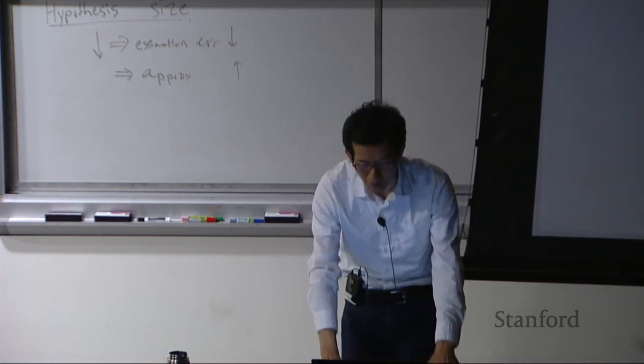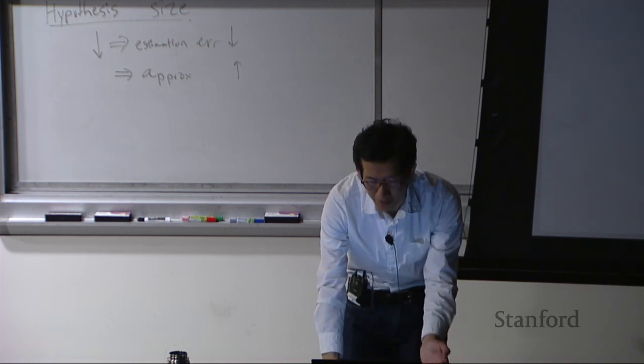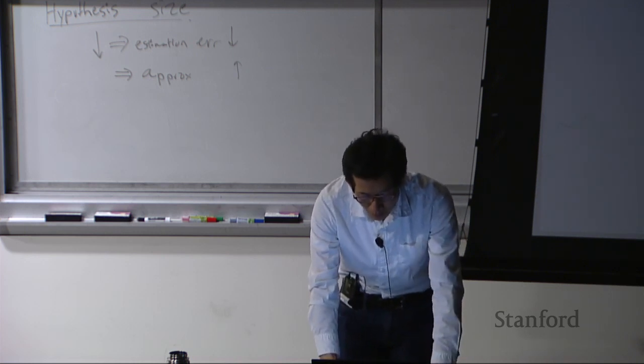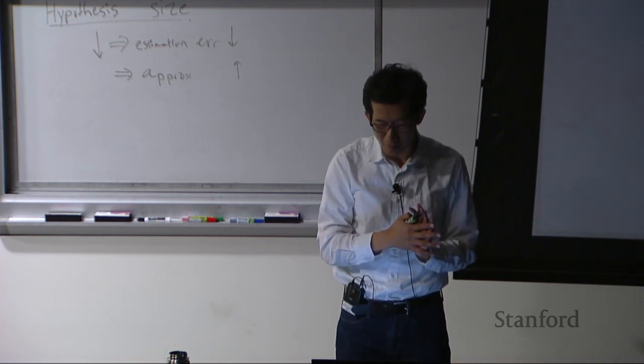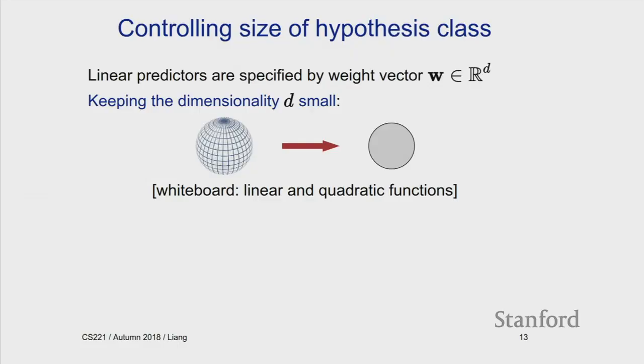Okay, so let's go back to linear classifiers or linear predictors. They're specified by a single weight vector w. One thing you can try to do to control the size of a hypothesis is reduce the dimensionality. You can think about this sphere as the set of possible weight vectors. If you have 3 features, then weight vectors are in 3 dimensions. If you have 2 features, then your weight vectors are in 2 dimensions. And two-dimensional space is smaller than three-dimensional space.